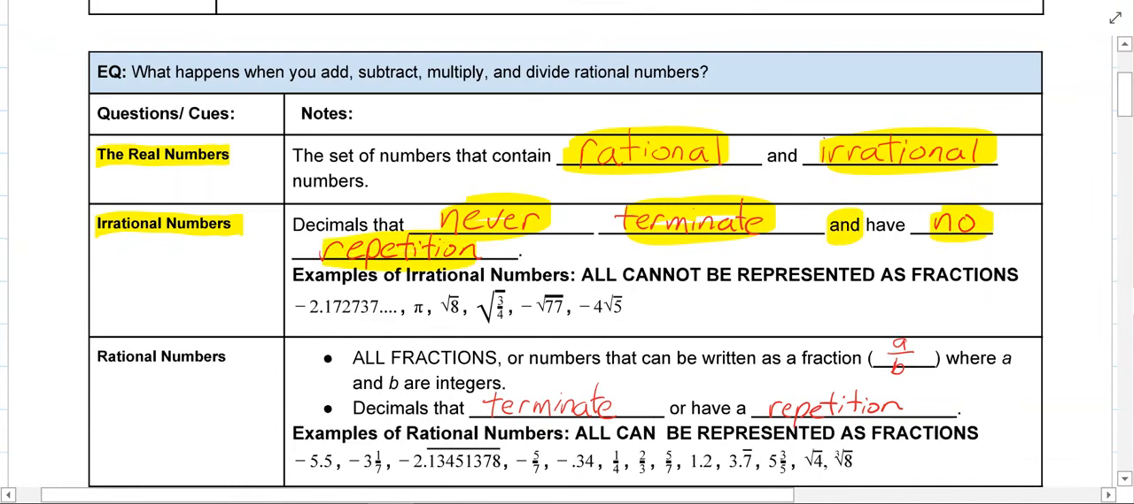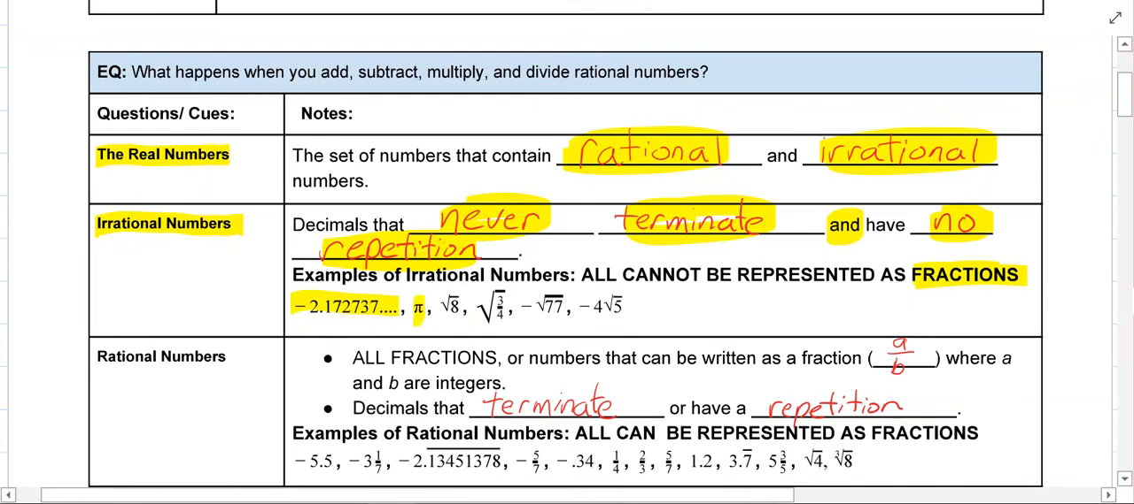Okay, so I have some examples of irrational numbers here. All of these examples cannot be represented as fractions. That's key, okay? So take a look at this first one right here. It says negative 2.172737. See, there's a pattern. It's going to be 47, 57, 67, 77, 87, 97, 107, 117. It's never going to repeat. All right, there is a pattern, but the pattern does not repeat.